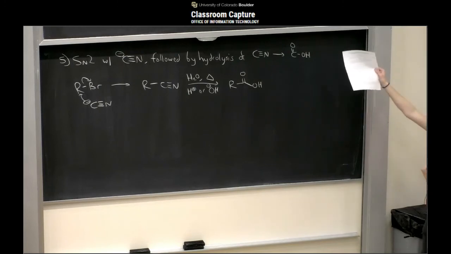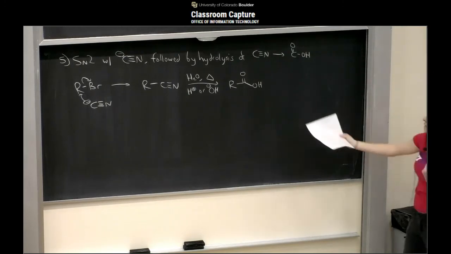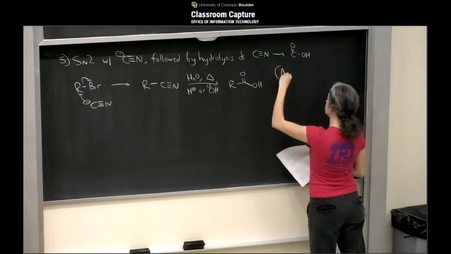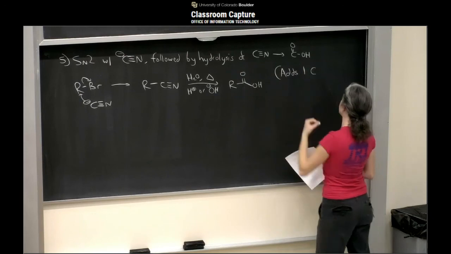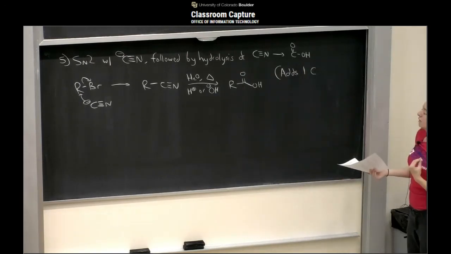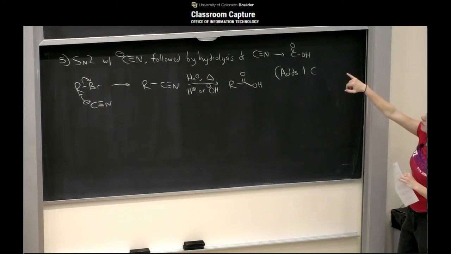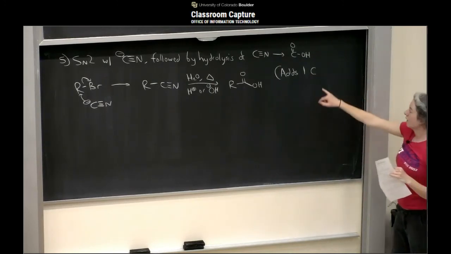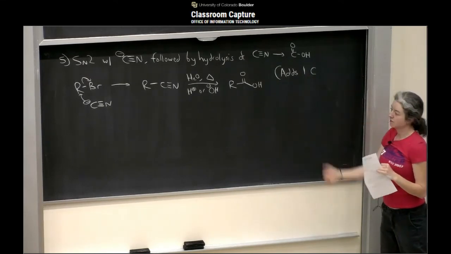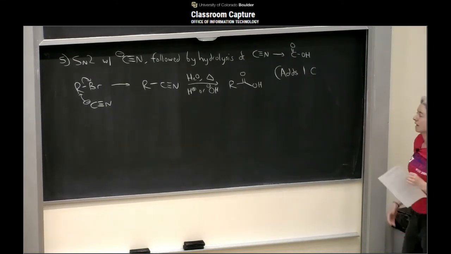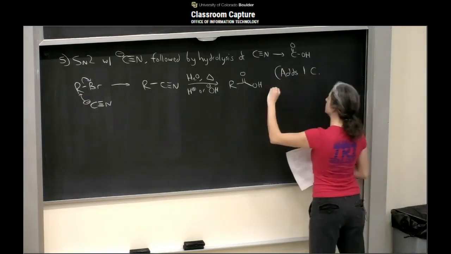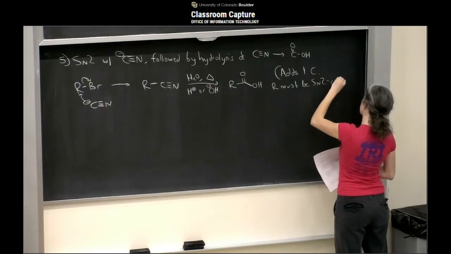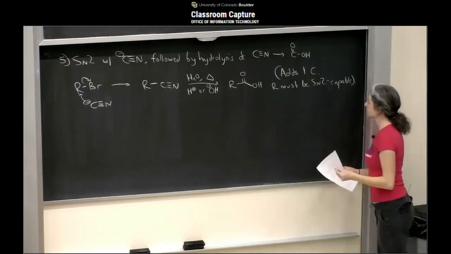Okay, so just like option 4, Grignard's on CO2, this is also going to add a single carbon to the molecule. And that single carbon is the carboxylic acid. So for number 4, the Grignard one, the one limitation was that R has to be Grignard compatible. For this case, the limitation is that whatever R is, it has to be SN2 capable.